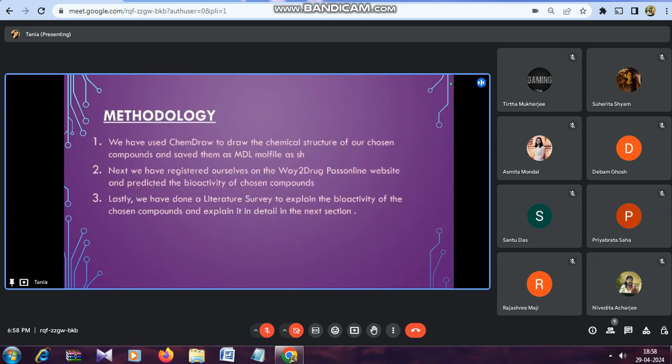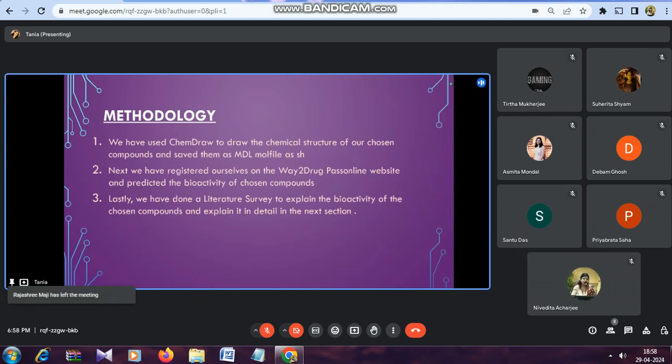Now, the methodology. We have used ChemDraw to draw the chemical structure of our chosen compounds and saved them as MDL mol files. Next, we have registered ourselves on the Way2Drug PASS Online website and predicted the bioactivity of chosen compounds. Lastly, we have done a literature survey to explain the bioactivity of the chosen compounds, and explain it in detail in the next section.